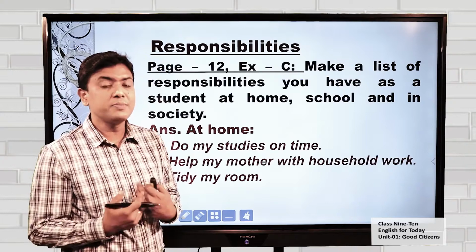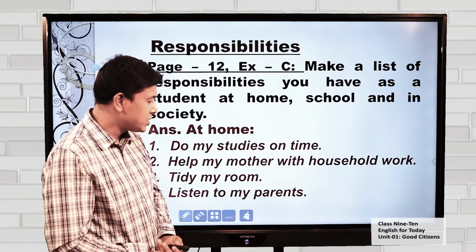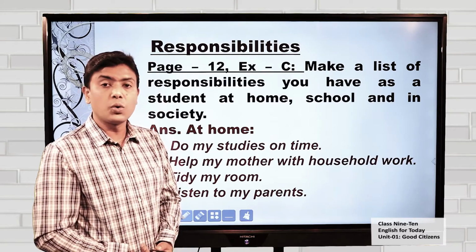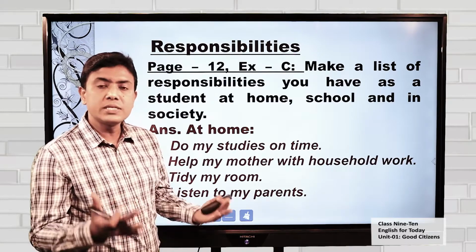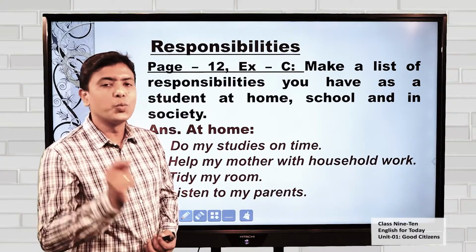Also, I should tidy my room. And what should I do? I should listen to my parents. I should always obey them. So this is a kind of sample answer. You can make your answer in your own words.